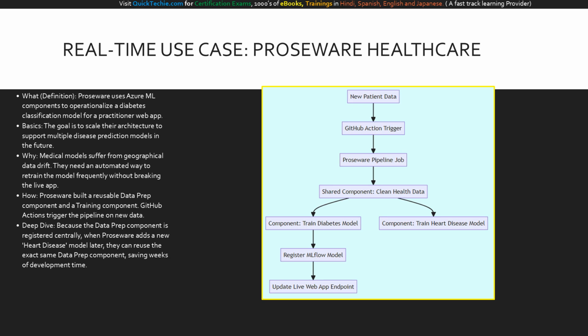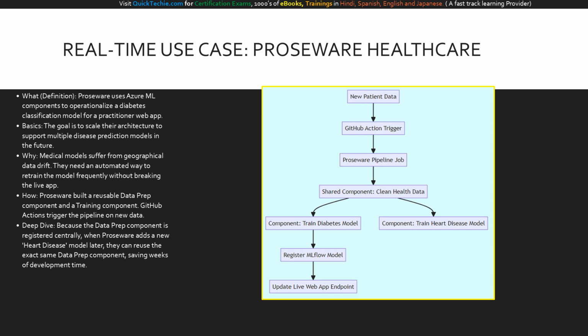They created a standardized data prep component and a training component. Now, using GitHub Actions, whenever new geographical data arrives, the pipeline automatically runs, retrains the model, and updates the endpoint. Even better, because their data prep component is registered and modular, when Prosware decides to build a new model for heart disease next month, they can instantly reuse the exact same prep component, accelerating their time to market dramatically.